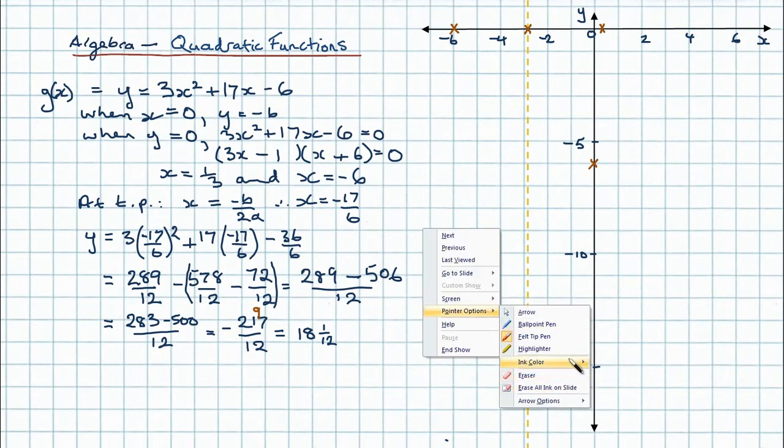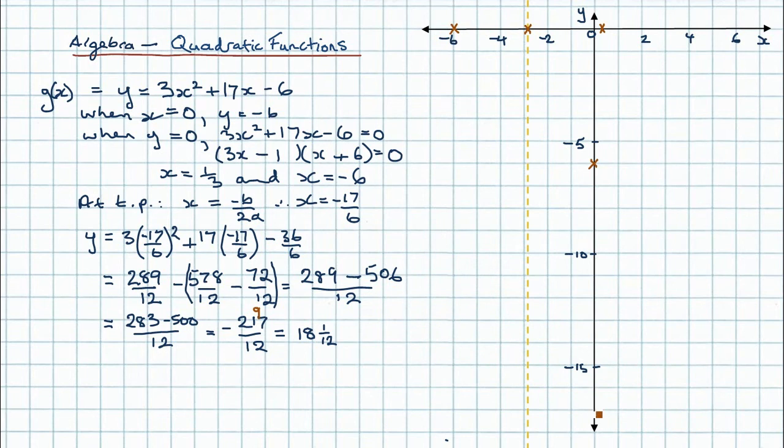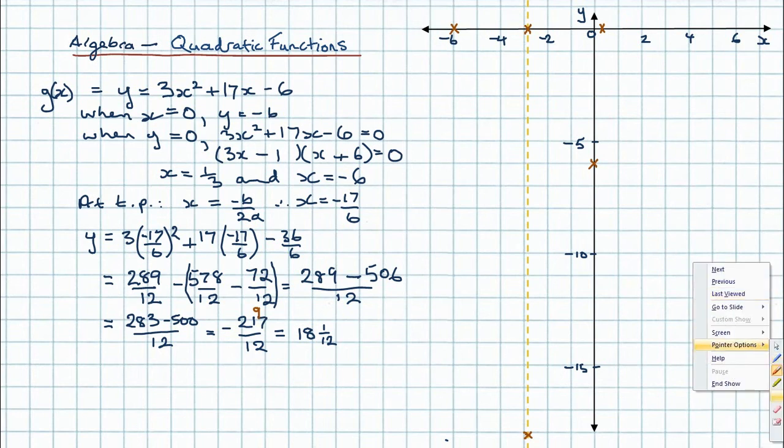So if I mark it on my graph, I've got minus 18 and a 12th. That's going to be just a tiny, just shaving off that 18 point there. So that's going to be just there. And now we've got all our points on the graph. We've got our Y-intercept, we've got our two X-intercepts. We can see our graph is going to come down like this. I just need to join up my points.